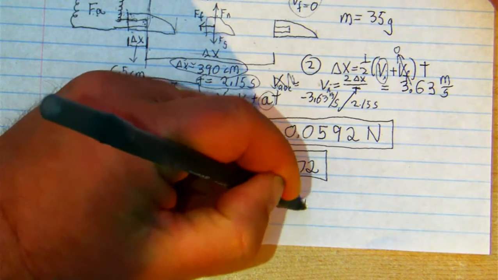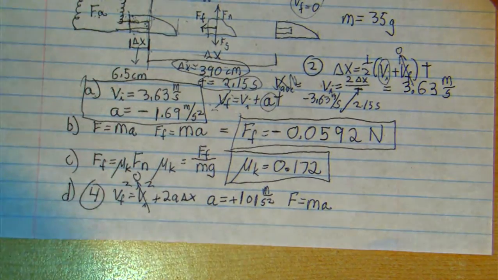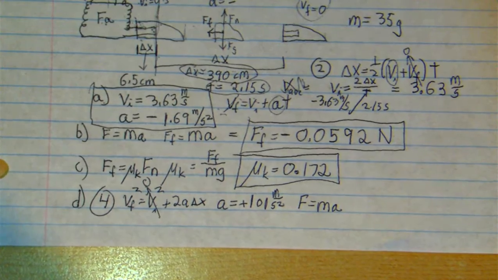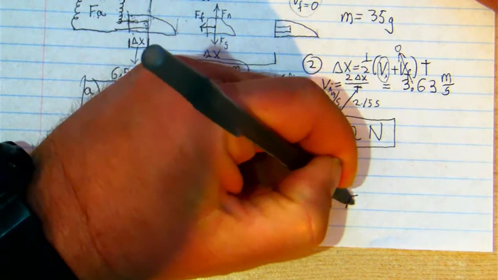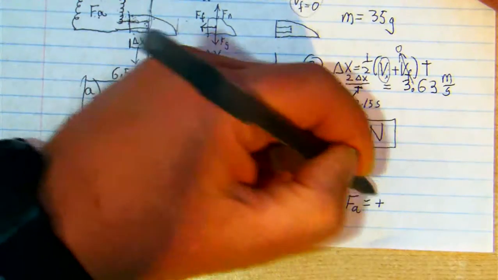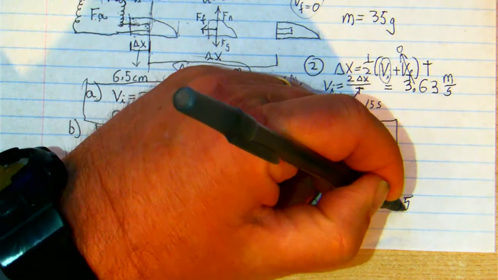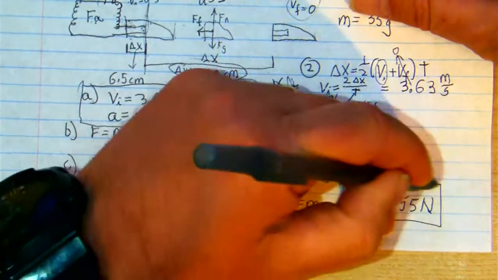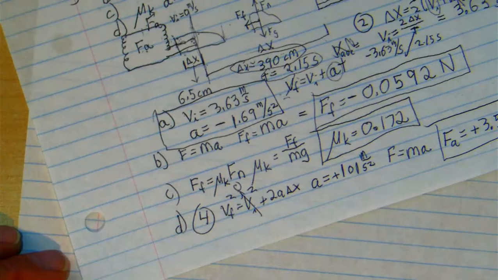Well, F equals ma. In this case, m is the mass of the slider car. So multiply this acceleration by 0.035 kilograms, and you have the last answer. The applied force was 3.55 newtons to 3 sig figs. This concludes this particular problem.